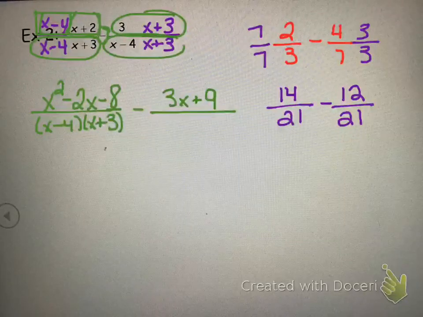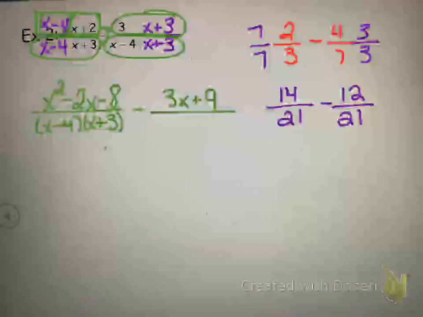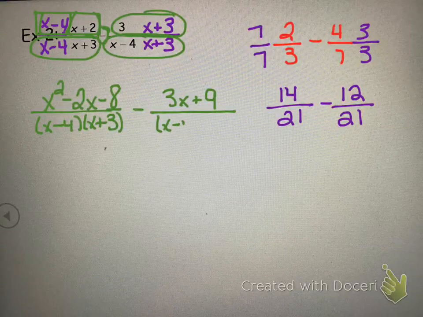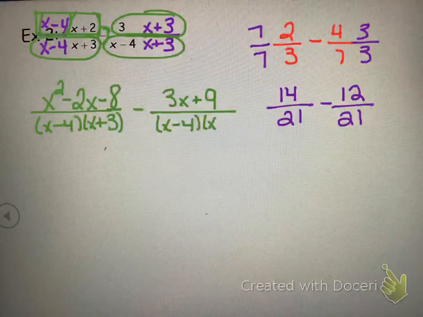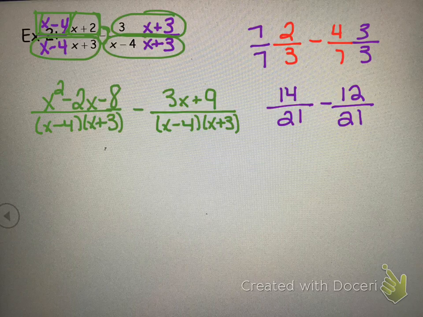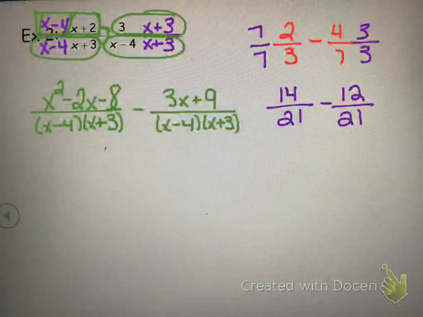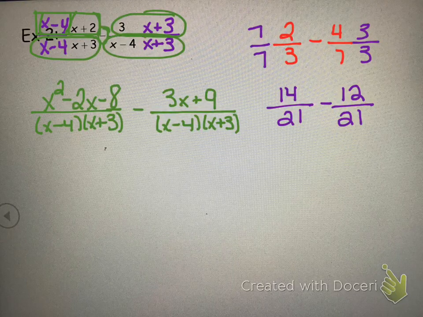And then these two are multiplying together in the denominator. And once again, I can choose to FOIL them out or not. So I can leave them like that. Okay. Now that the two fractions have their common denominator, I can go ahead and subtract them.